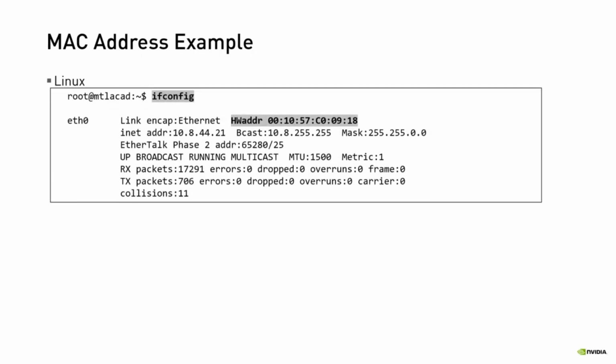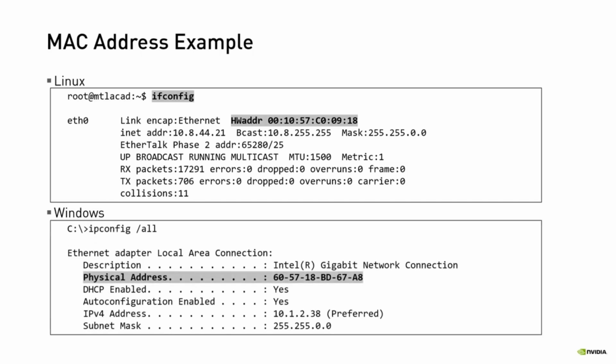You can use the following commands in order to identify MAC addresses of network interfaces. On a Linux system, use the ifconfig command. On a Windows system, use the ipconfig command. The MAC address is listed as a series of 12 hexadecimal digits, where each pair is separated by either a dash or a colon.